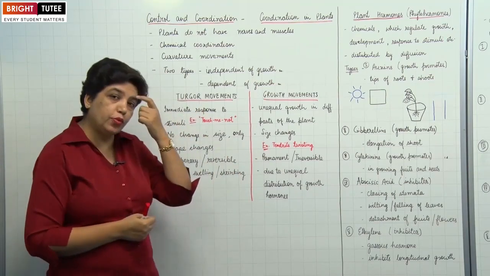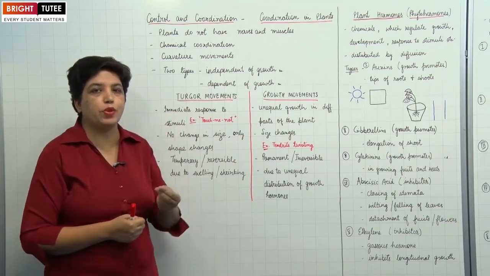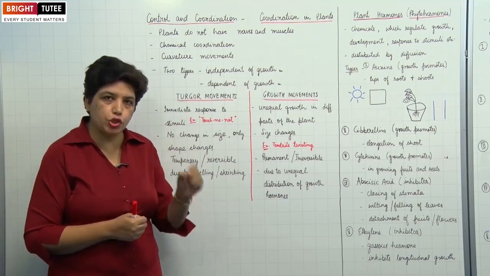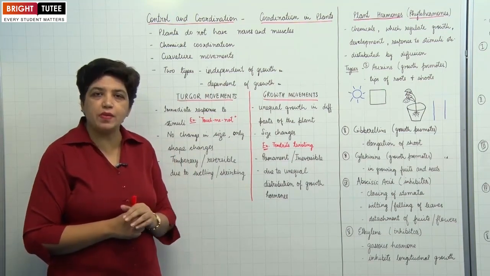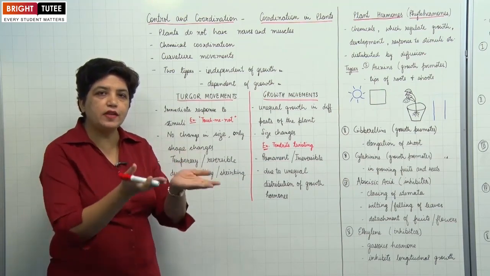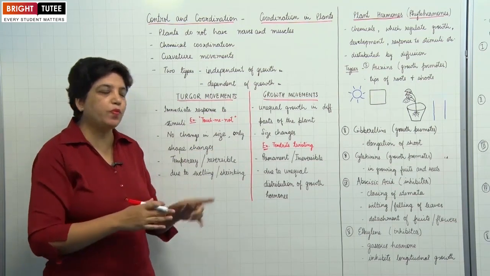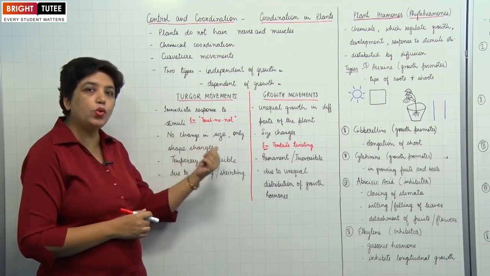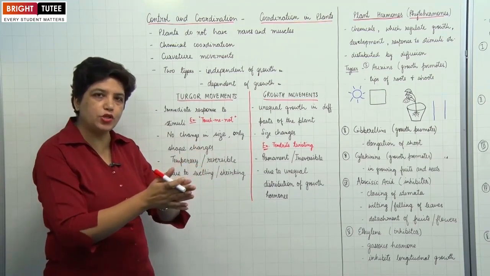The turgor movements. These turgor movements are an immediate response to the stimuli. There are some plants which are sensitive to touch or to shock. For example, the touch me not plant. The scientific name is Mimosa pudica. As you touch, the leaves will immediately fold in that region. So, that kind of movement is a turgor movement. There is no change in size, only the shape changes. The leaves just fold, so the shape changes.